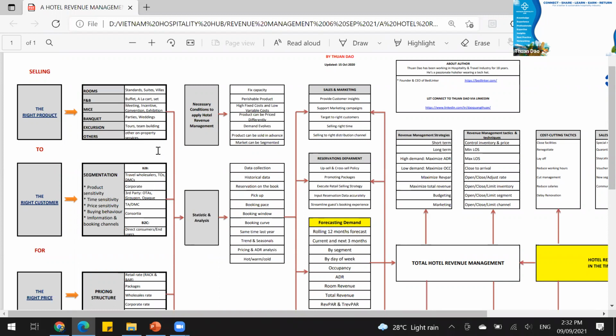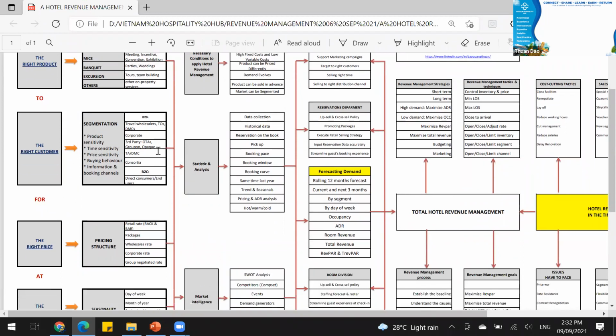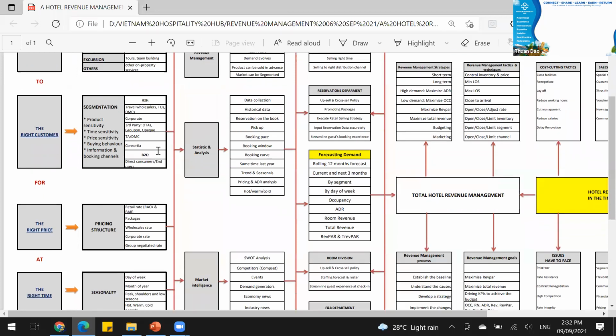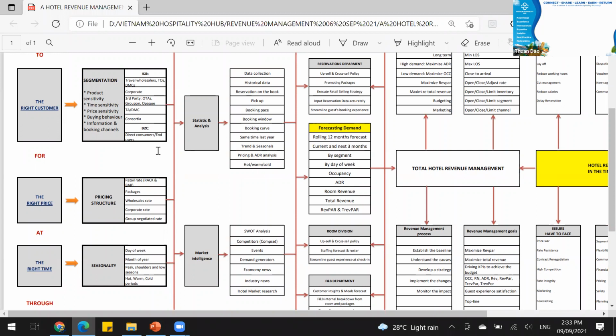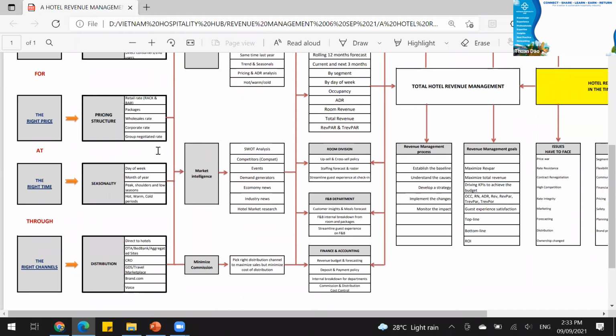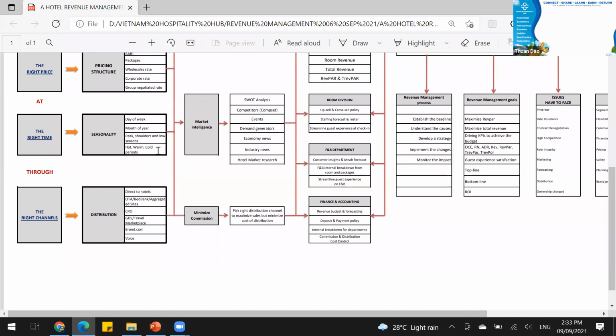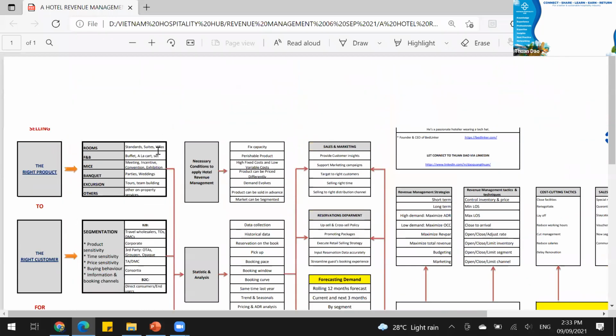If we talk about the right products, then the next column shows the products of the hotel, which I put here for you to imagine what the products of the hotel are. If we talk about the right customer, then we talk about segmentation: we have B2B customers and B2C customers. For the right price, we have the pricing structure. For the right time, we talk about the seasonality in the hotel: day of week, month of year, peak season, shoulder, low season, hot, warm, and cold periods. For the right channel, we talk about distribution: direct to the hotel, the website, OTAs, and so on. So that's the second column.